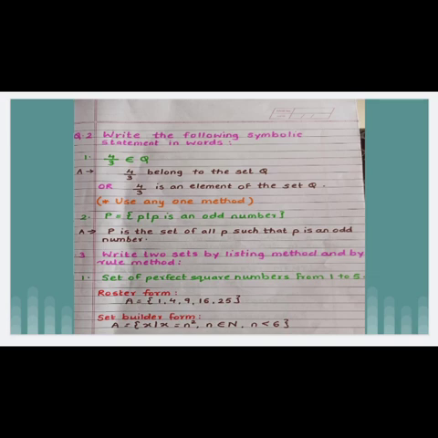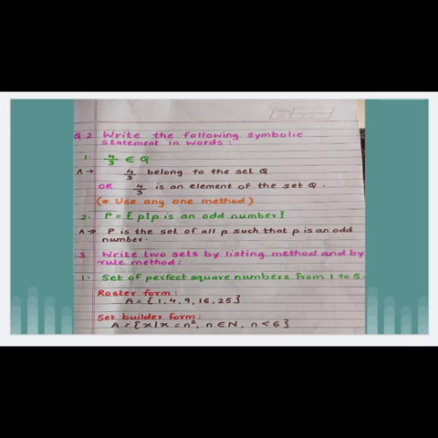This example, by roster method, we can write in this way. Capital A is equal to curly bracket, mention the perfect square numbers. That means squares of 1 to 5, that are 1, 4, 9, 16, 25. Bracket closed. Now we have to write down the same example by set builder form, that means by rule method.